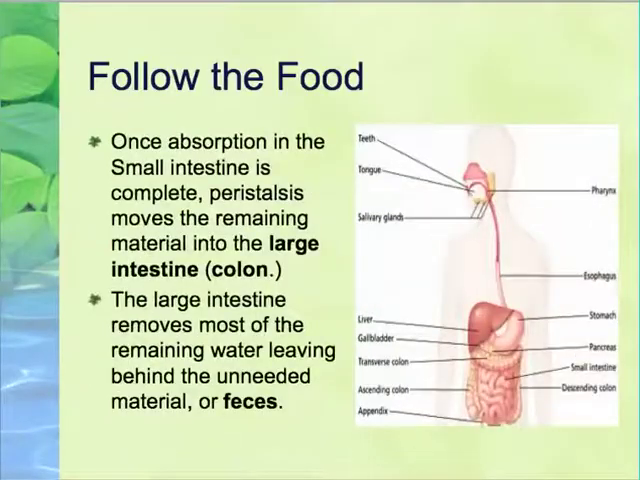There are some things that are going to make it through that we do not need, and that is where we start to form waste. Once absorption in the small intestine occurs, peristalsis will move all of that waste into the large intestine, which is also called the colon. Now, in humans, and this is different in the fetal pig, which we'll see when we do that dissection, humans have the ascending colon, the transverse colon, the descending colon, and what we call the sigmoid colon, which is kind of S-shaped.